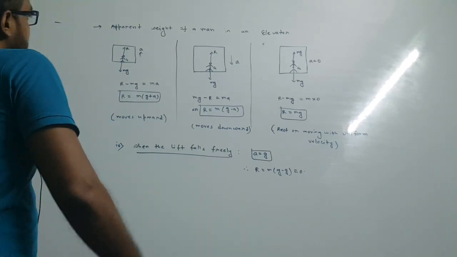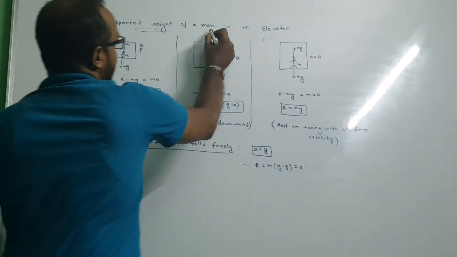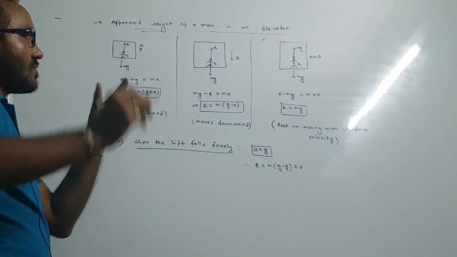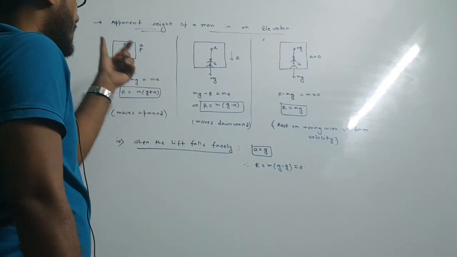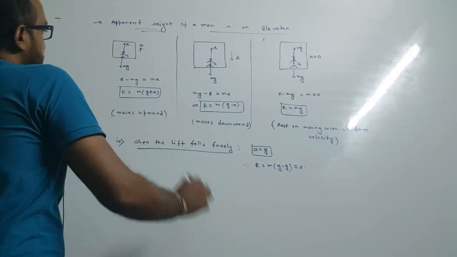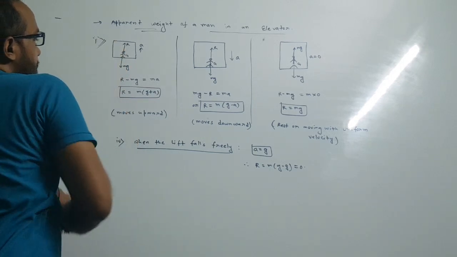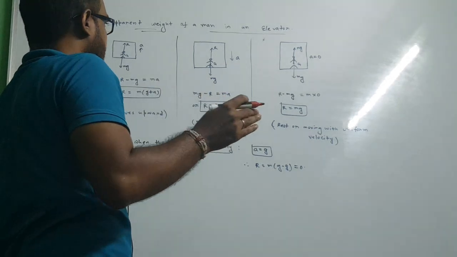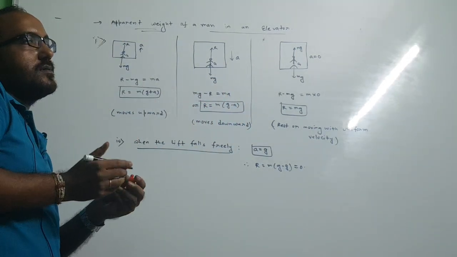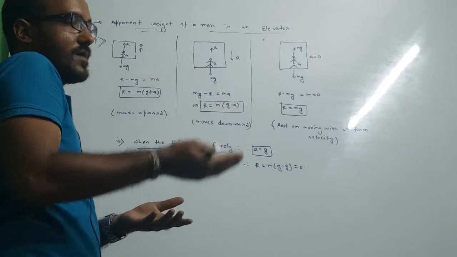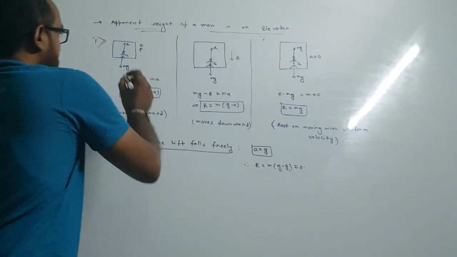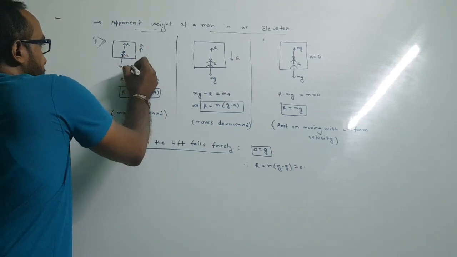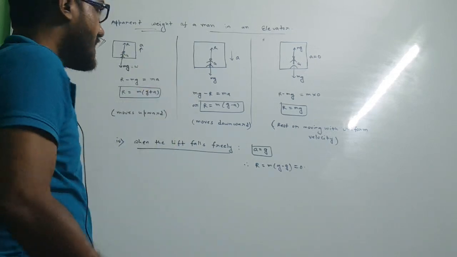Let us see the apparent weight of a man in an elevator. When we see elevator related problems, we need to learn the concepts of the elevator. There are actually 4 cases that may arise. The first case is when the elevator is moving upward. Just imagine you are standing in the elevator. You are connected with the surface, and your weight is always through the center of gravity and is always downward, W equals mg, acting downward.